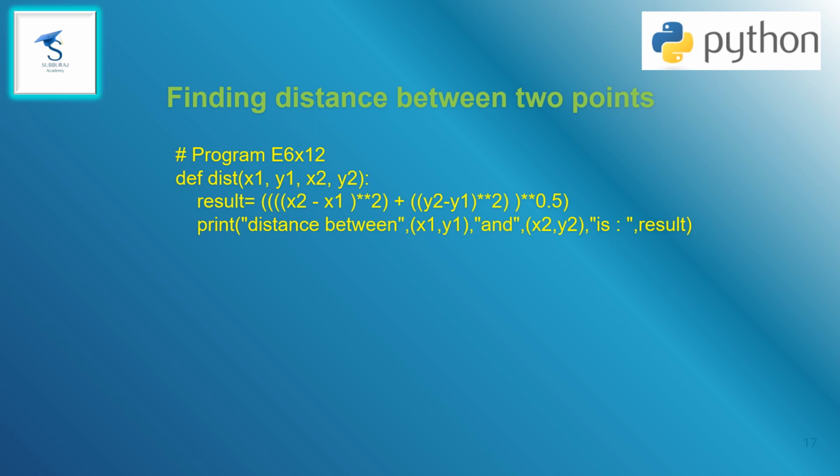Let's do another program to find the distance between 2 points, in simple mathematics. The list is x1, y1, x2, y2. This is a coordinate. x1, y1 is one coordinate, x2, y2 is another coordinate. Result is x2 minus x1 whole square, plus y2 minus y1 whole square. The whole thing we take a square root, that is raising to the power 0.5. If you take that, you get the distance. So, print distance between x1, y1 and x2, y2 is result.